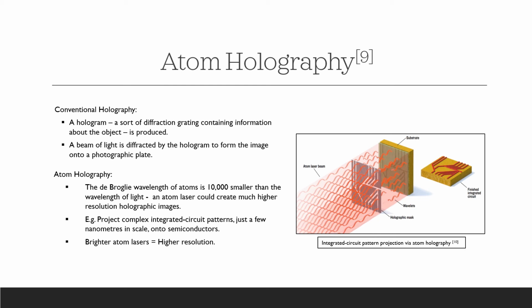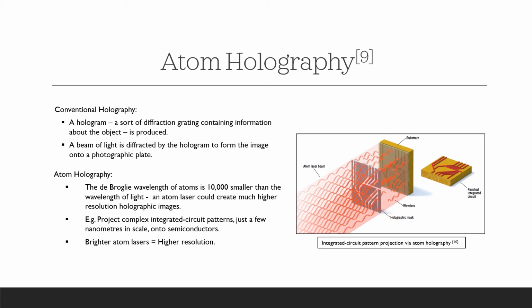Atom holography is the same concept, however, it employs coherent atomic waves, of which the de Broglie wavelengths are around 10,000 times smaller than the wavelength of light. What this means is that atomic waves are much more sensitive to the intricate details embedded in the diffraction grating, and therefore they can be used in order to create holographic images with greater resolution.